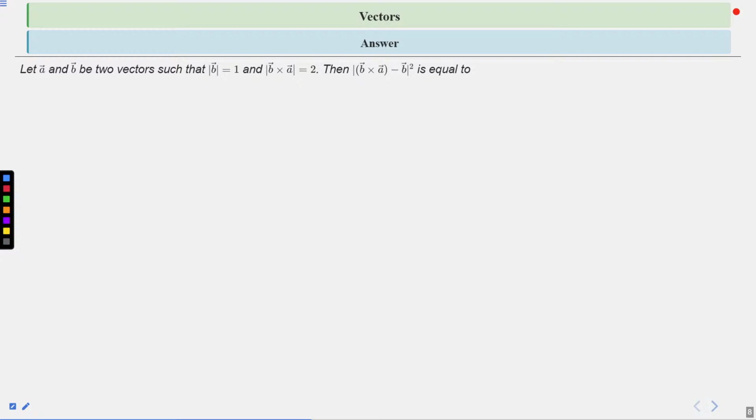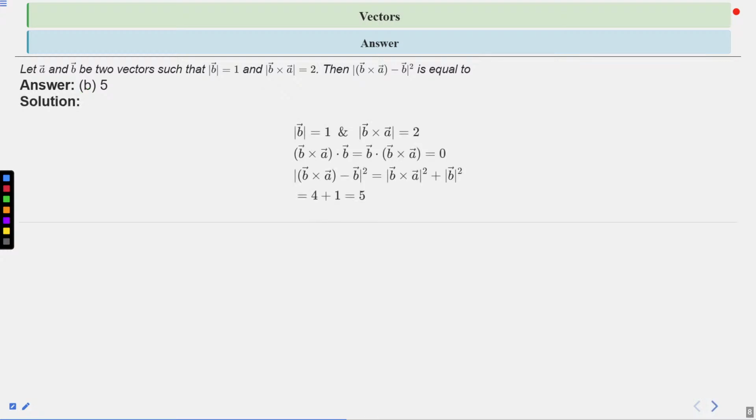So our correct answer is B. Solution. So according to the question, the magnitude of B vector is 1 and the magnitude of B cross A is equal to 2. So here we know the vector triple product. So suppose this one, B cross A dot B is equal to B dot B cross A is equal to 0. Now we have to find out the value of this term.